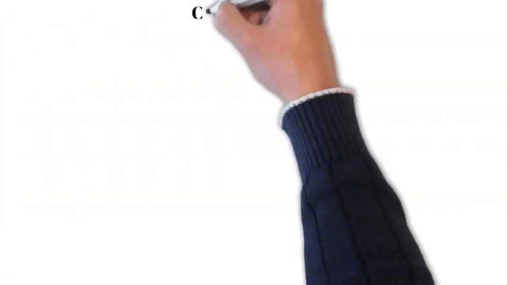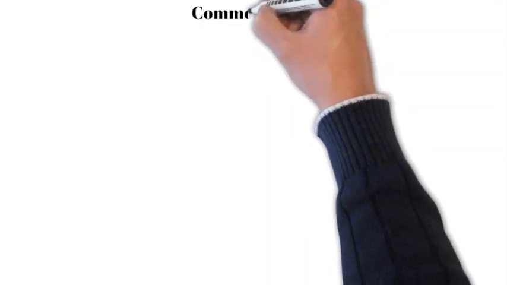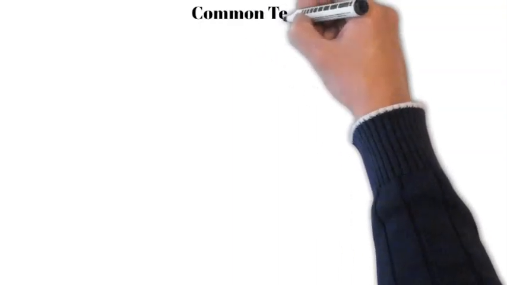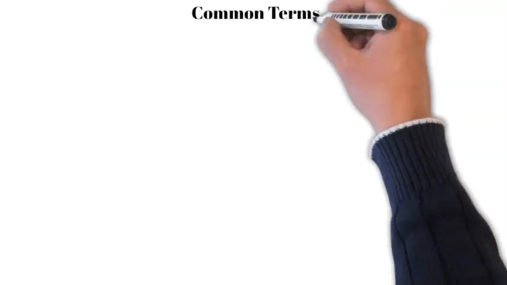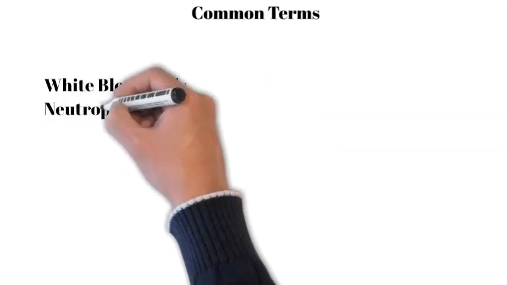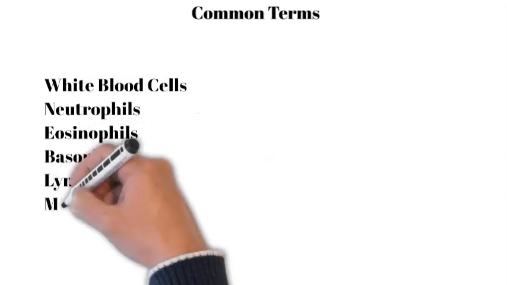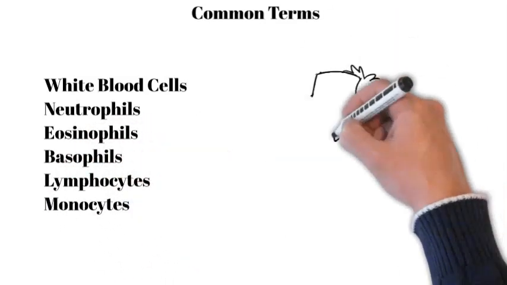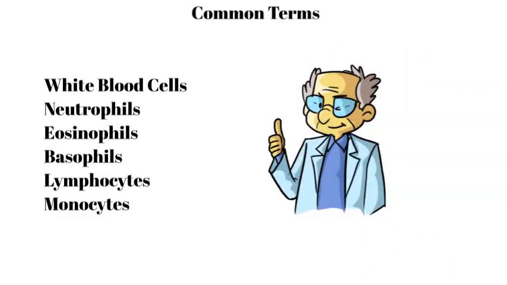Now, let's discuss some commonly used terms and definitions as well as what they represent in the blood and common tests performed on coagulation. Neutrophils, eosinophils, basophils, lymphocytes, and monocytes are all different types of white blood cells, each with unique functions in the immune system. Understanding the role of these cells and how they respond to different types of infections or foreign particles can aid in diagnosing and treating various diseases.